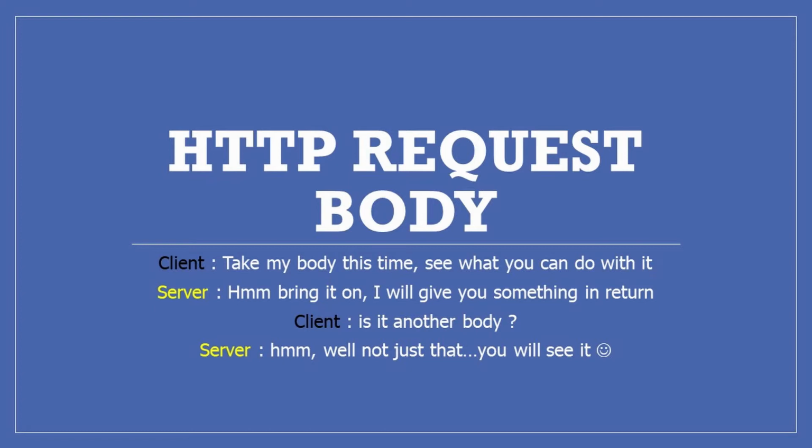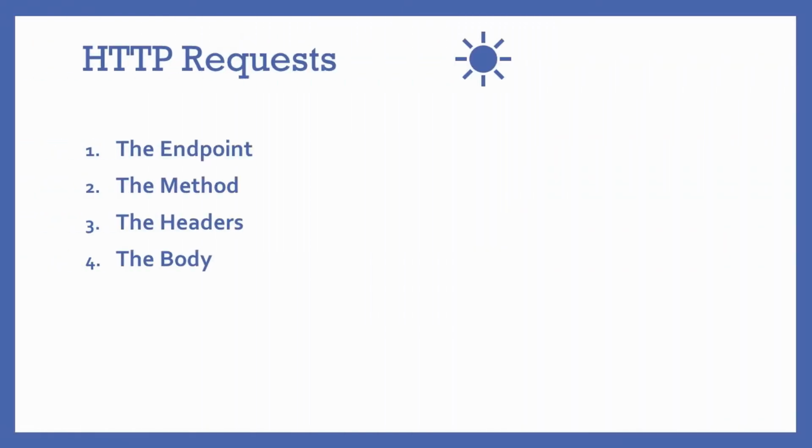We will continue understanding more about REST APIs. In this tutorial, we are going to focus on the HTTP request body. So friends, we understood that a request is made up of four things. Let's recap those very quickly. They are the endpoint, the method, the headers, and the request body.